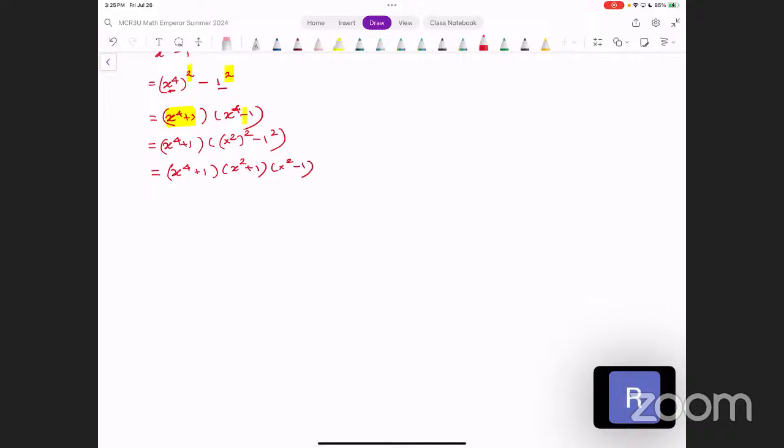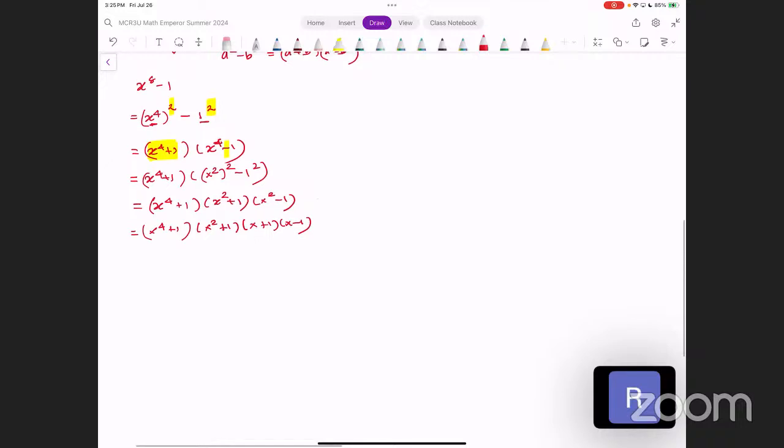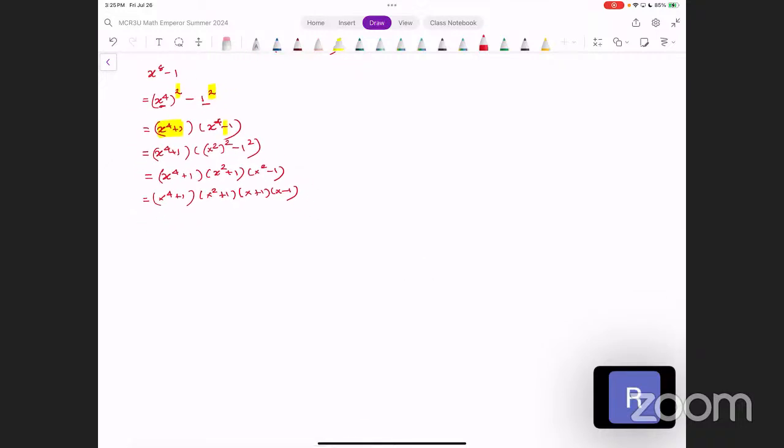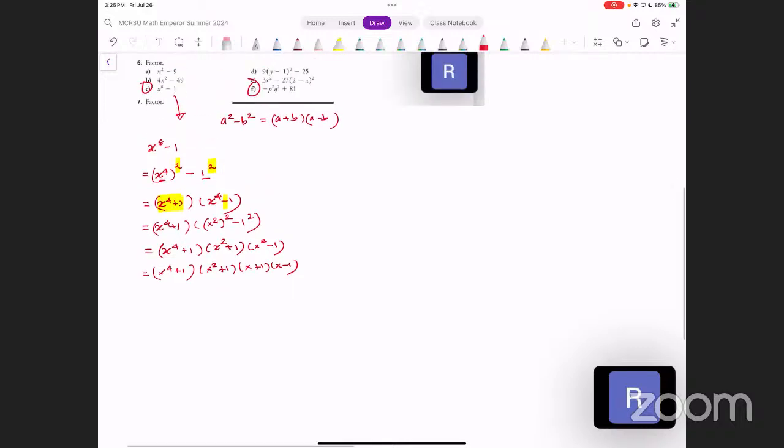X squared minus 1, isn't it? So this one can be further factored into x squared, x plus 1 times x minus 1. Are you following that? Are you guys following that? What's happening? Do you see the technique? All right. So can you guys go back to the next question, please?